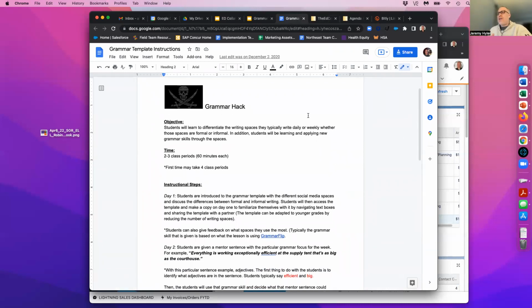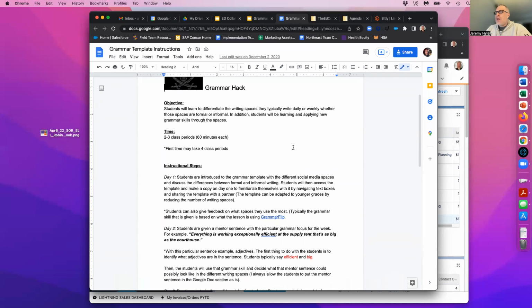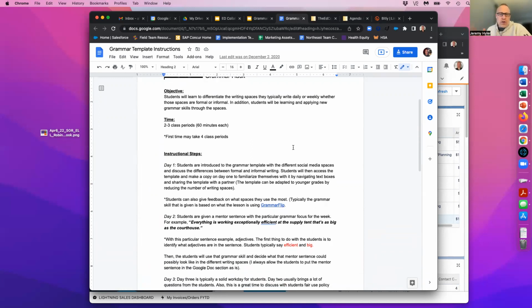So what is the objective to this? The objective is to learn, the students are going to learn to differentiate in writing spaces. They typically write daily or weekly, whether those spaces are formal or informal. And I want them to learn how to apply these new grammar skills through the spaces. We'll talk about the application process a little bit more here in a few minutes. This usually takes anywhere between 2 to 3 class periods.